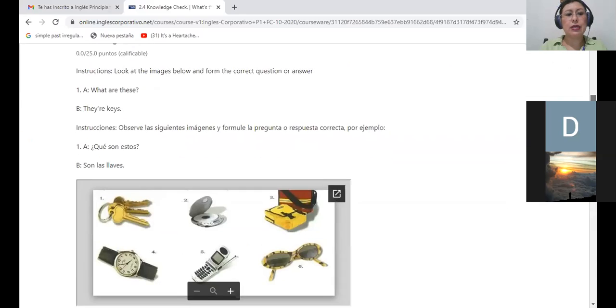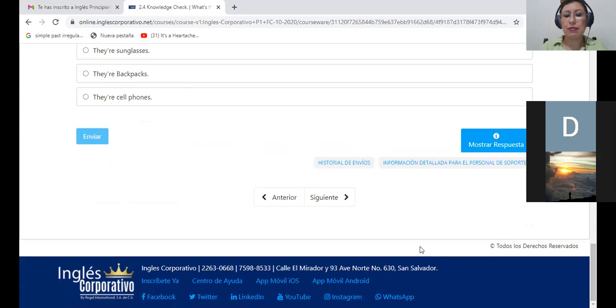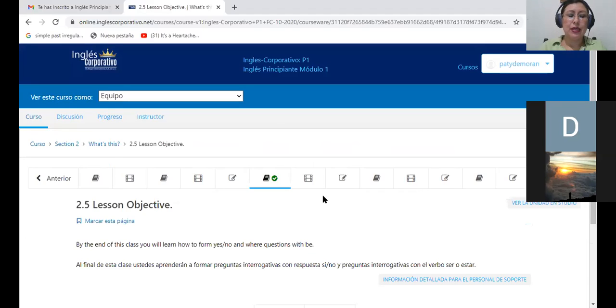Let's continue with the next topic for today. Vamos a continuar con el tema de hoy. I will include in the drive, en el drive, en el acceso del drive que les mandé, voy a incluir la presentación de esta clase, ¿verdad? Que creo que no se las mandé, la de los demonstrative pronouns and adjectives.